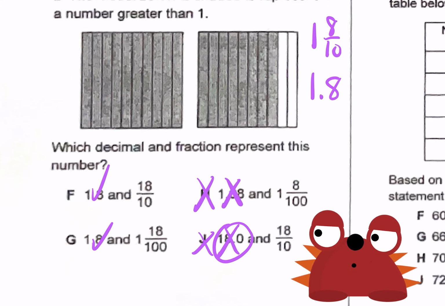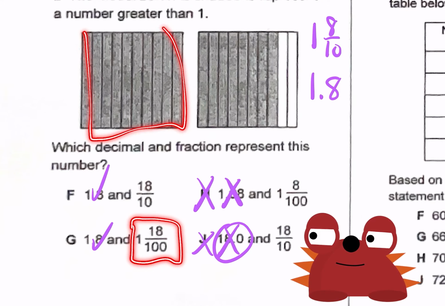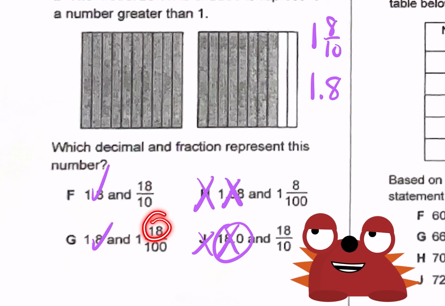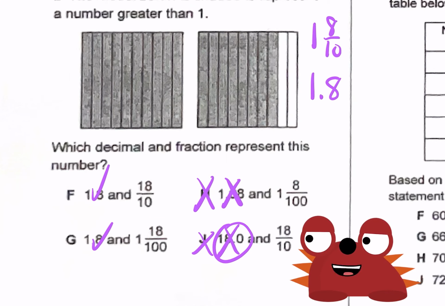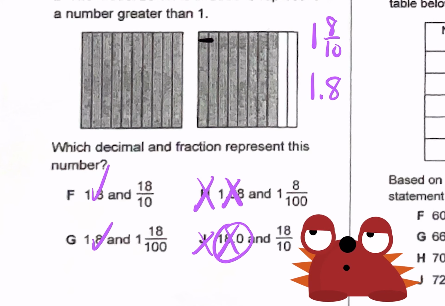I wonder which one would be the best answer. Can you think of which one would make the most sense? This one says we have 1 whole, and then you have 18 shaded out of 100. So I could cut this into 100 pieces, and I would get 18 shaded. Let's try to do that. I'm going to cut this into 100 pieces by simply doing this.